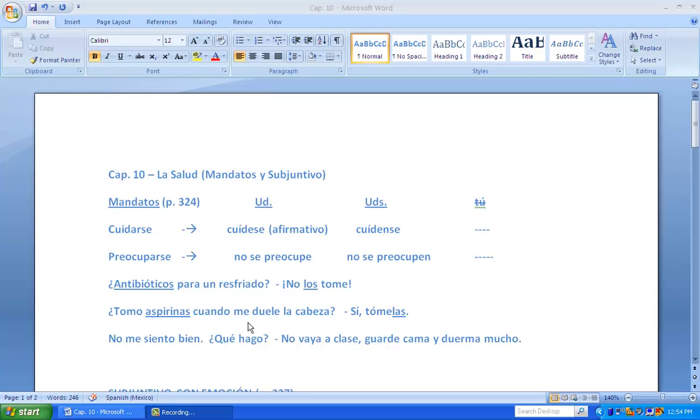Or if the person asks, should I take some aspirins when I have a headache? ¿Tomo aspirinas? This is an affirmative command, so you stick the las on the end. Sí, tómelas. Take them.